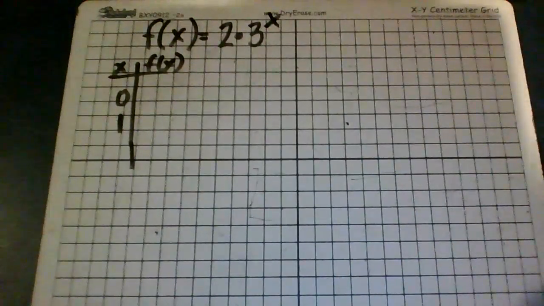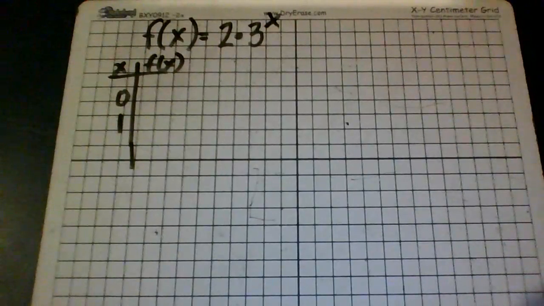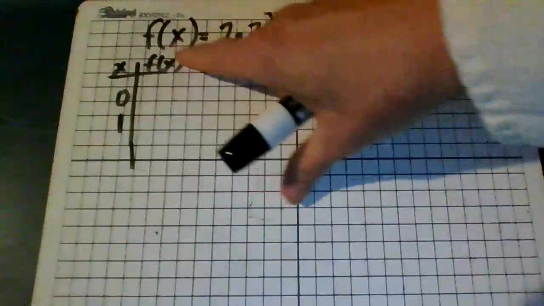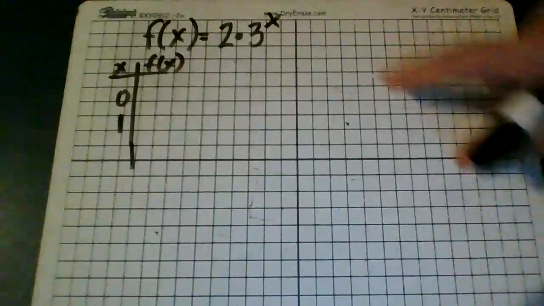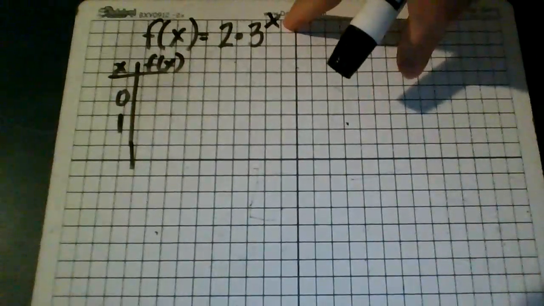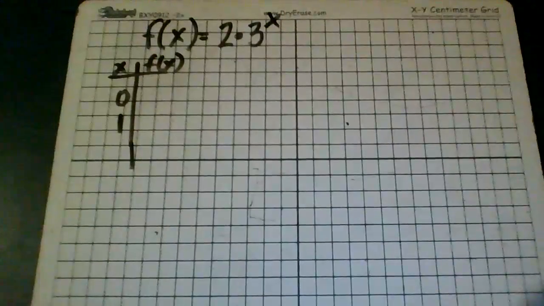Let's explore exponential growth and decay tables and graphs a little more. So here you can see I have the function f of x equals 2 times 3 to the x power. You can see the variable is in the exponent, making an exponential graph.